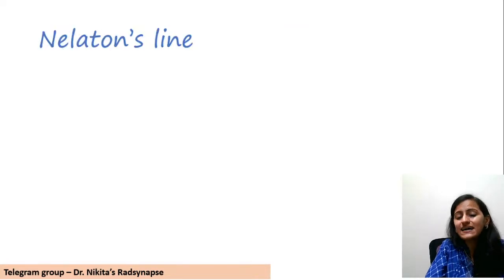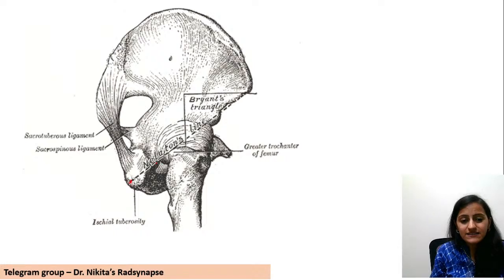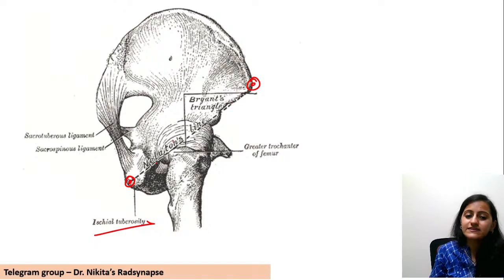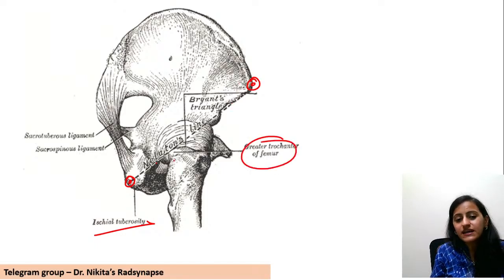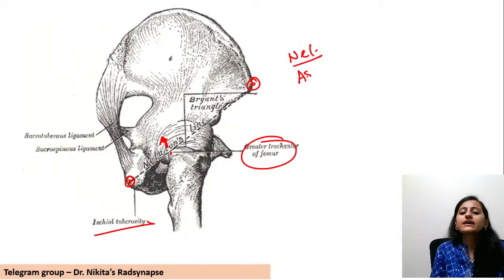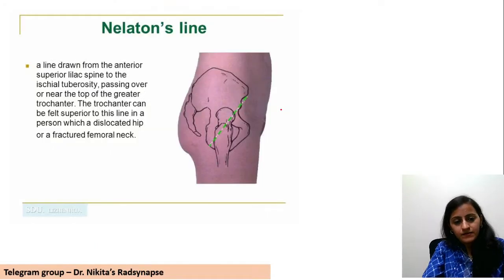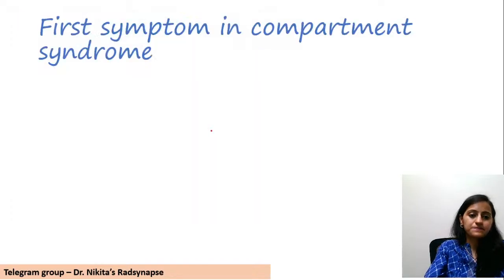What is Nelaton's line now? What does it connect, the two structures basically? So Nelaton's line is your ischial tuberosity to the ASIS. You should see the greater trochanter of femur, which should not be above this line. If there is hip dislocation, it will go above that line. So Nelaton's basically connects your ASIS to the ischial tuberosity. So this is your Nelaton's line that we are seeing here.